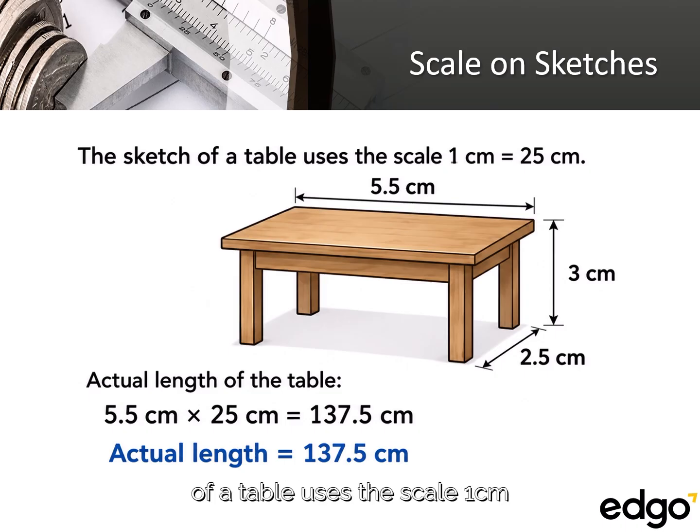Here, the sketch of a table uses the scale 1 centimeter equals 25 centimeters. The length shown on the sketch is 5.5 centimeters. To determine the actual length, we multiply 5.5 by 25. That gives us 137.5 centimeters. So the actual length represented by 5.5 centimeters on this sketch is 137.5 centimeters. The important idea is that the same process works even though we are now dealing with a sketch of an object instead of a map or a blueprint.